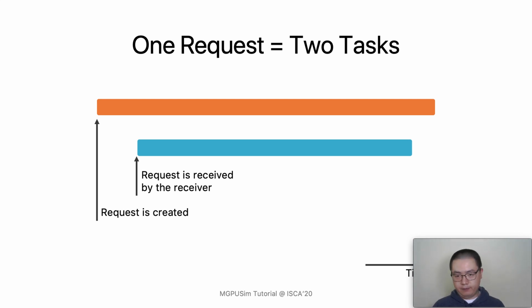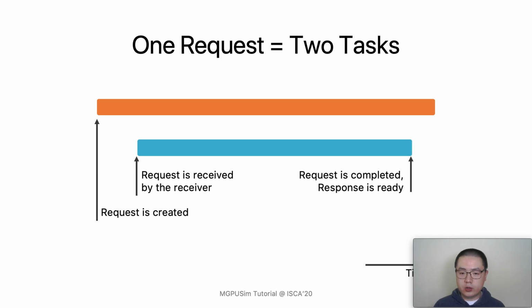by the receiver. And this request in task is completed when the response is ready to be sent to the original sender. The request out task is finalized, is completed, when the response is received by the original sender. So the whole process is completed.